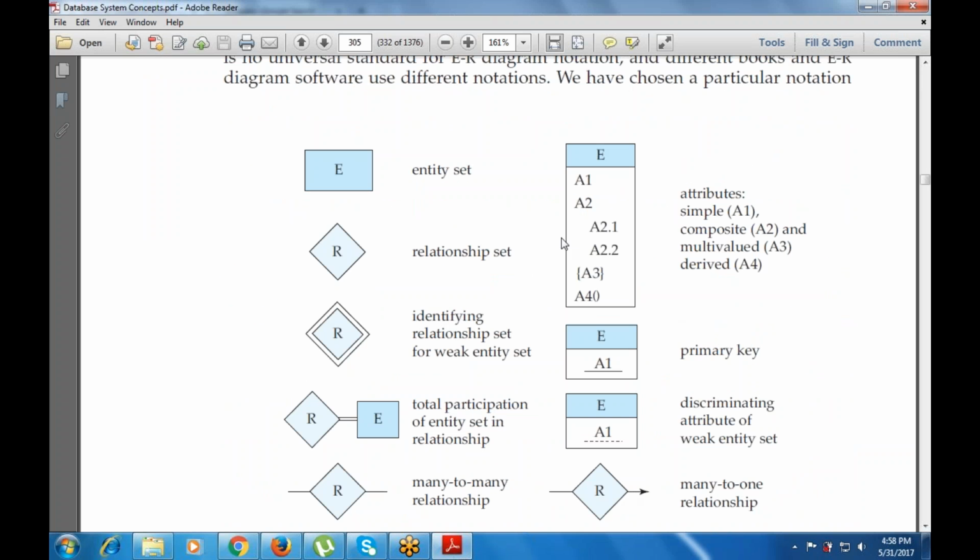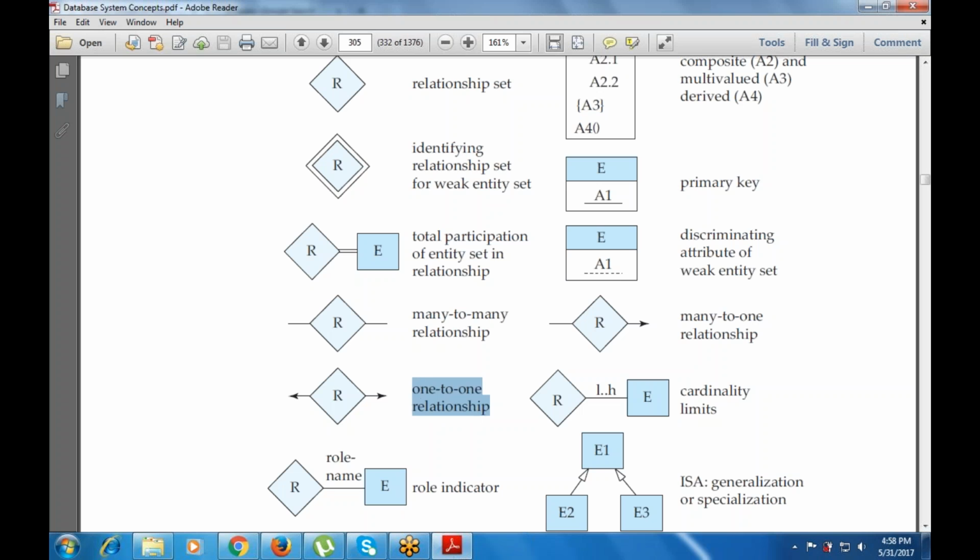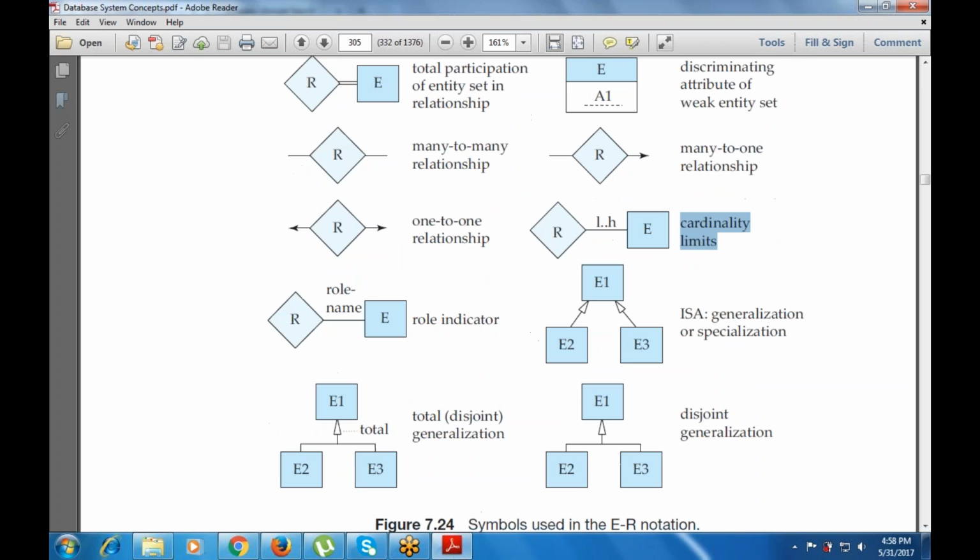This is an entity set E, then R is a relationship set, then the identifying relationship set for the weak entity set, then total participation of an entity set in the relationship, then a many-to-many relationship. Then attributes: simple, A1, A2, multi-valued, derived. This is a one-to-one relationship. This is many-to-many. This is a many-to-one relationship. This is cardinality limits. This is the role indicator. Then generalization or specialization, then total generalization, then disjoint generalization, used with E1, E2 and E3.